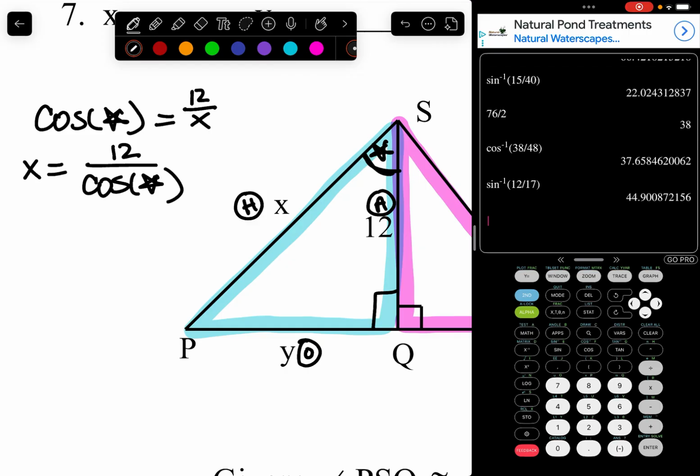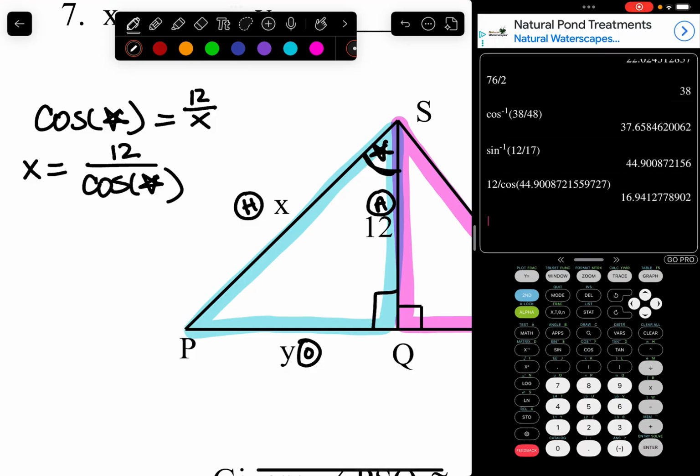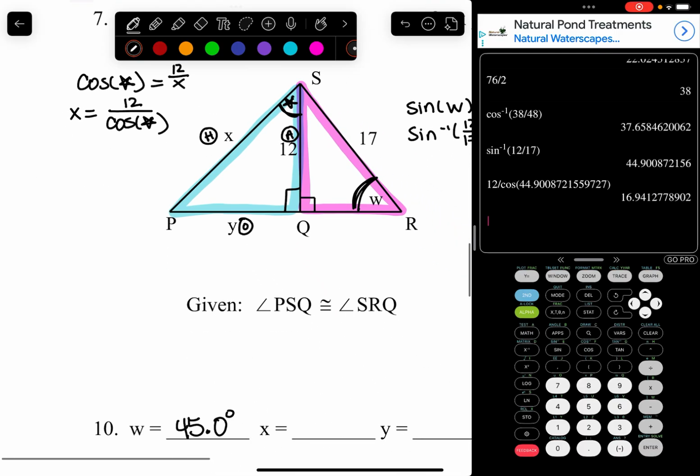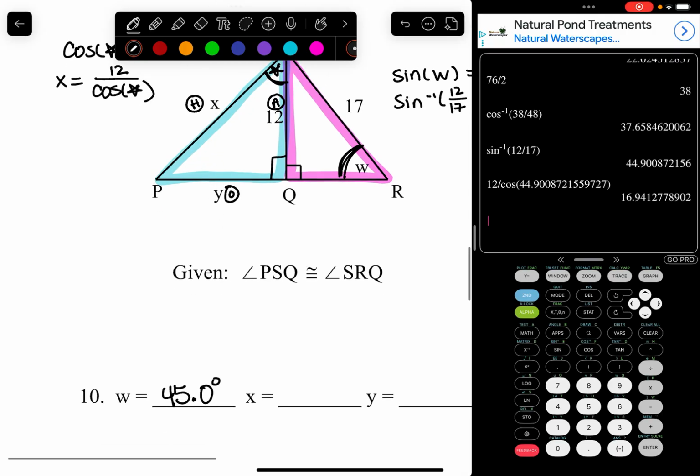So when I plug this in, I'm going to do 12 divided by the cosine, and then I'm going to scroll up in my calculator and highlight 44.9 and then hit enter so that it puts it into the parentheses. And now I can get that the measure of side x is 16.9.